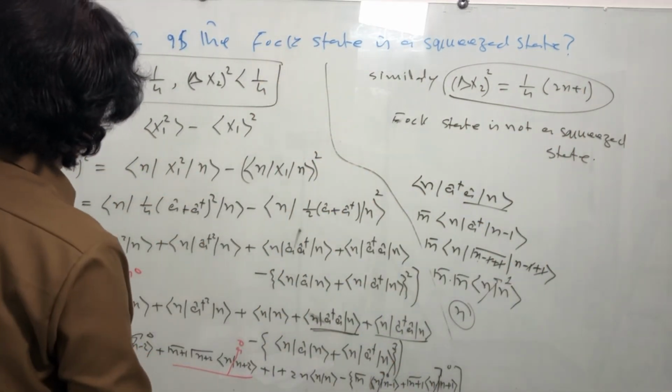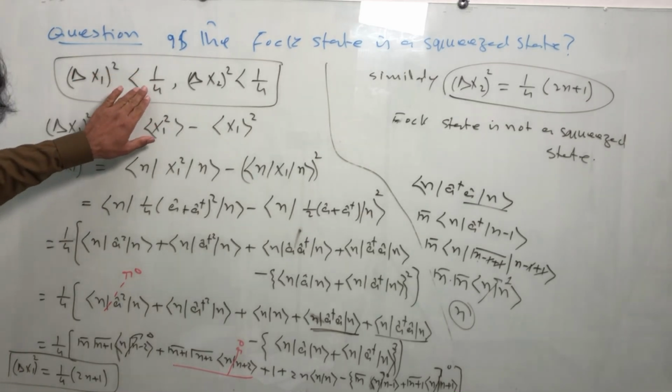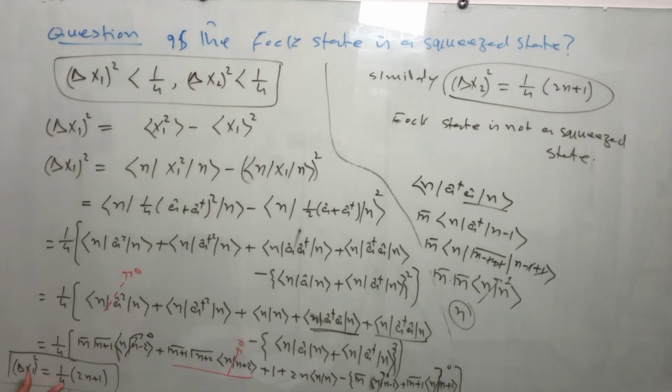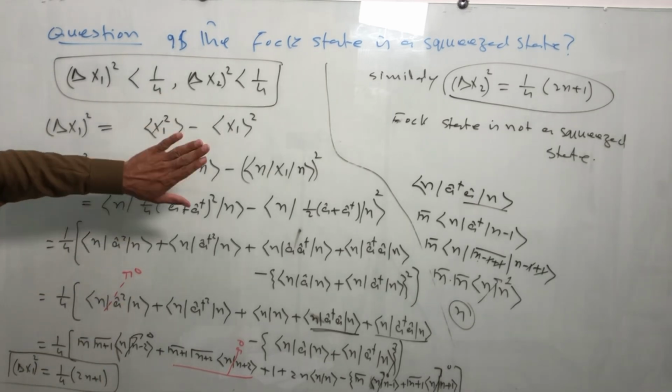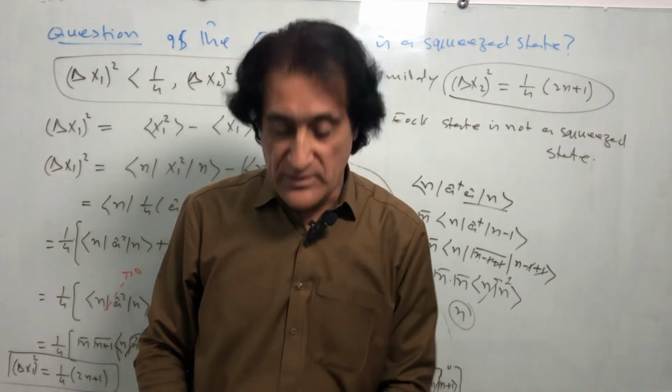So the condition for the squeezed state is delta x1 squared less than 1 over 4 and delta x2 squared less than 1 over 4. But here we get delta x1 squared as 1 over 4 times (2n plus 1). So the condition is not satisfied, and we can say that the Fock state is not a squeezed state.